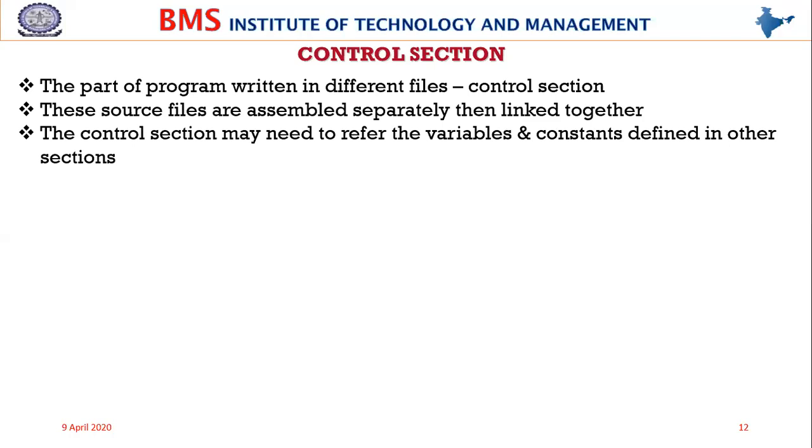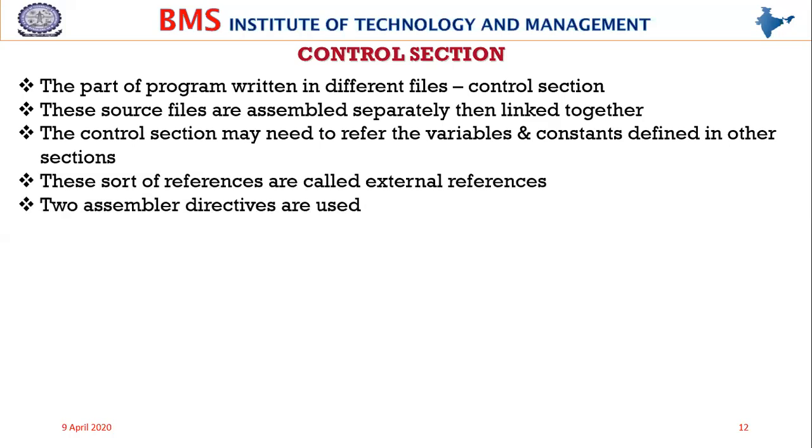The control section may need to refer to variables and constants that are defined in other control sections. That means the source file is referring to other files. These sorts of references are called external references, and these external references are handled by two assembler directives.